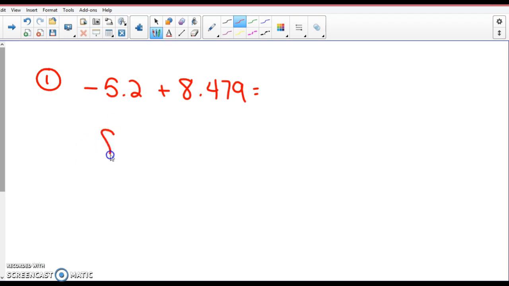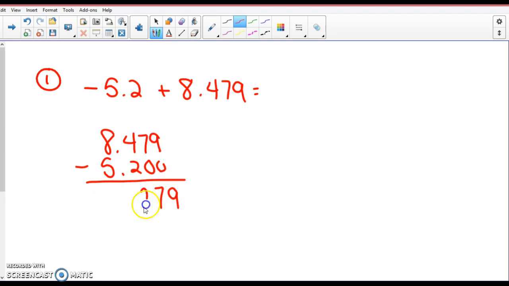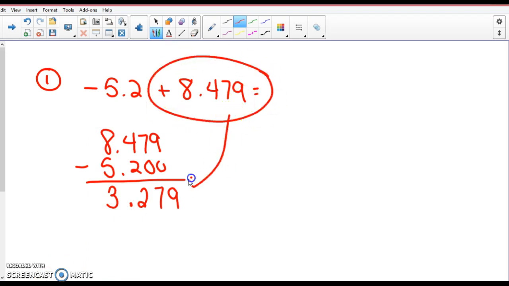So 8.479 minus 5.2. I'm going to put 2 zeros in. Do I really need to put those zeros? No, because I don't need to borrow in this case. So I'm going to subtract 9, 7, 2. I made this an easy one. 3.279. Does that mean my answer is going to be positive or negative? Positive. It is going to be positive because my bigger number was positive.